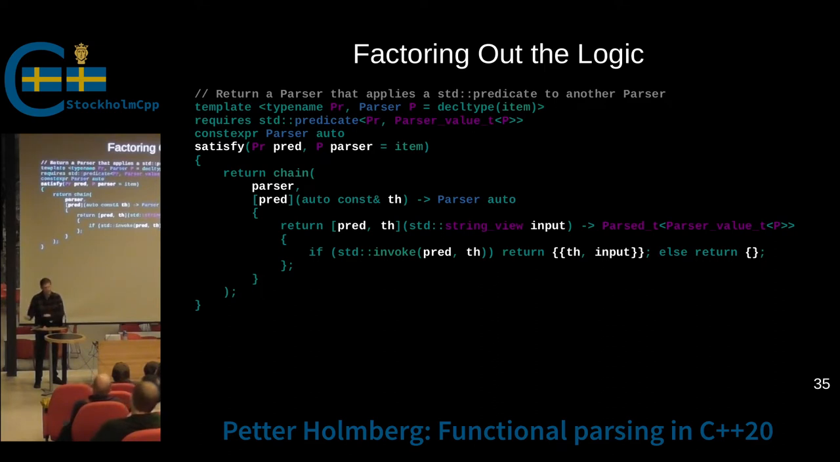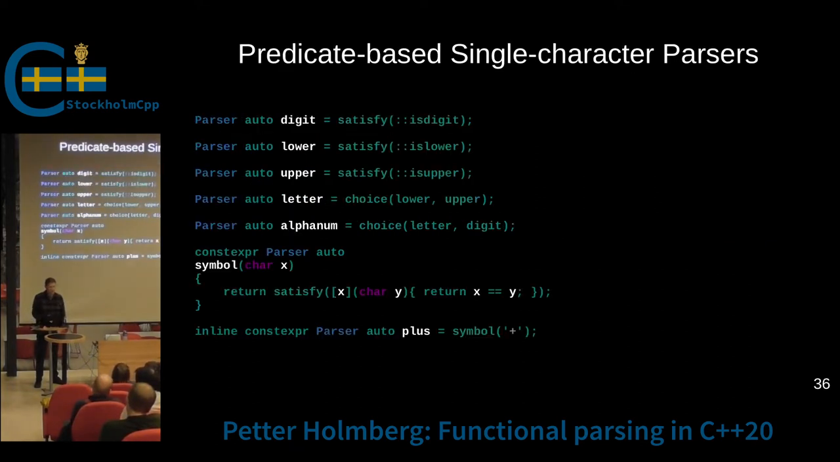And when we parse with that, we will check the predicate on the parsed thing and succeed or fail. So once you have defined this function, it becomes really trivial to parse digits, because it's just a call to satisfy with the predicate and the implicit single character parser.